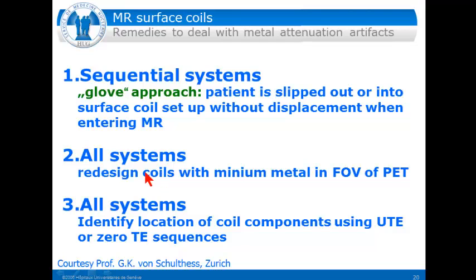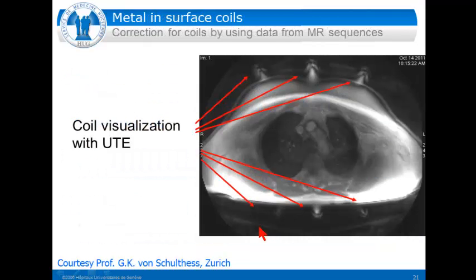On one hand, and on the other hand, you have to keep these coils small enough because there's attenuation from plastic, also very low, and MR doesn't see the coils. This is also to avoid artifacts in attenuation correction when using MRI for attenuation correction. And finally, which is common in all systems, you can identify the location of the coil components using UTE or zero TE sequences. How does this work?